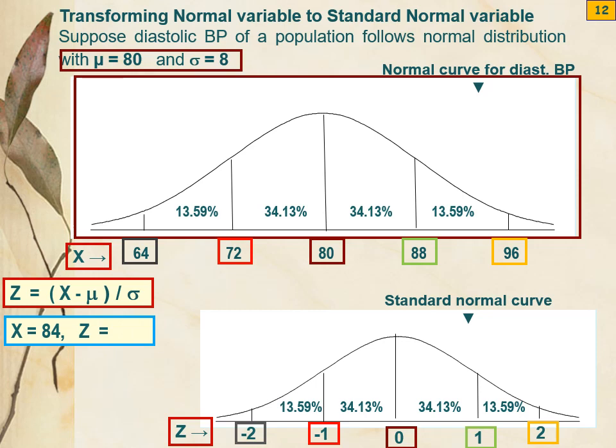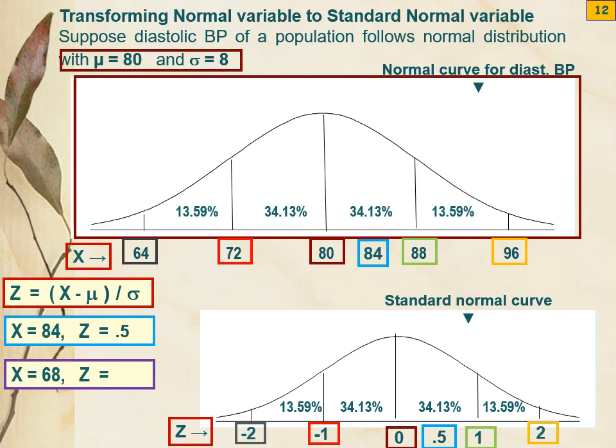If X equal to 84, 84 is between 80 and 88, you can get the Z. For this 84, Z will be 84 minus 80 over 8, that is, Z will be equal to 0.5. That means 0.5 is somewhere here. So for any X, you can calculate the corresponding value of Z by making use of this formula.